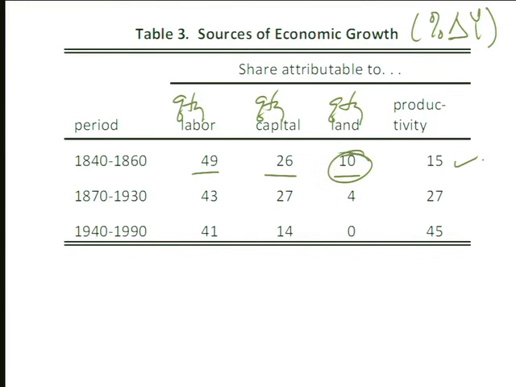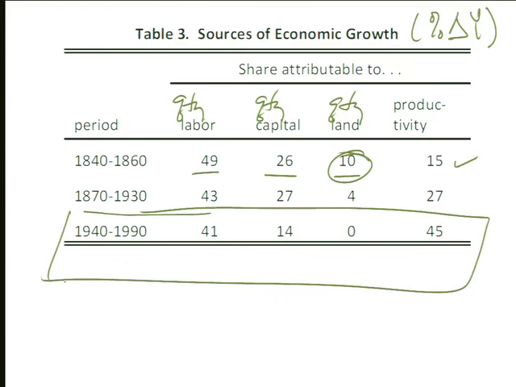On the other hand, when we look at 1940 to 1990, none of the growth in the post-World War II period is due to land. So we don't have increases in the quantity of land after World War II, yet 45% of the increases in living standards and the total amount of output produced in the post-World War II period are due to increases in productivity. So the changes in productivity are there all the way through. They're particularly important, and we'll talk about this when we get to the third part of the course, in the post-World War II period.